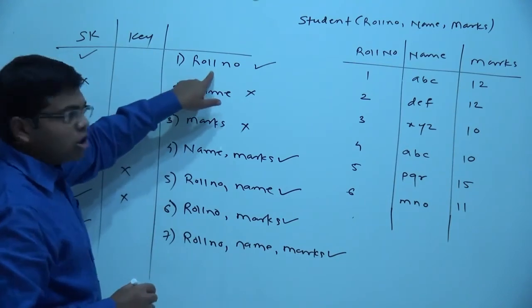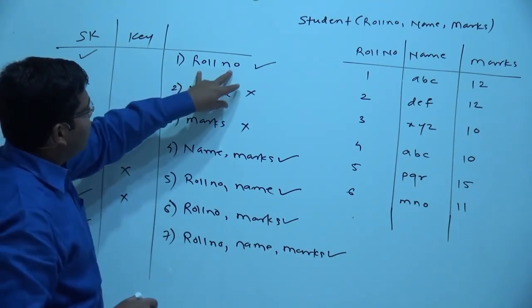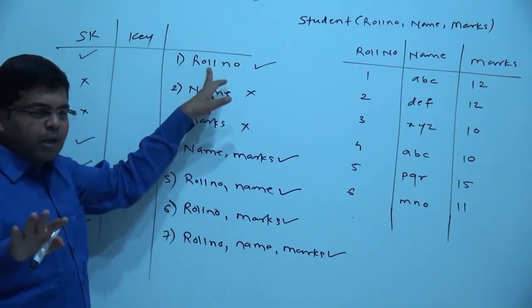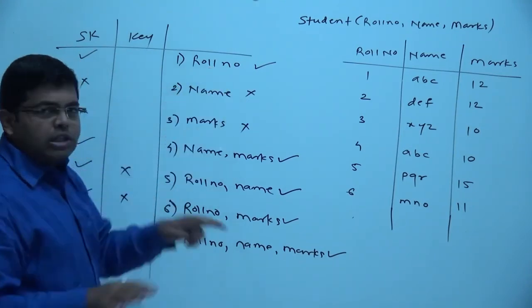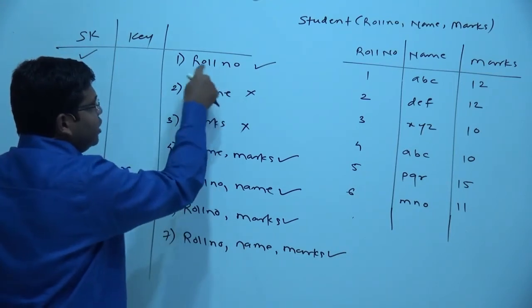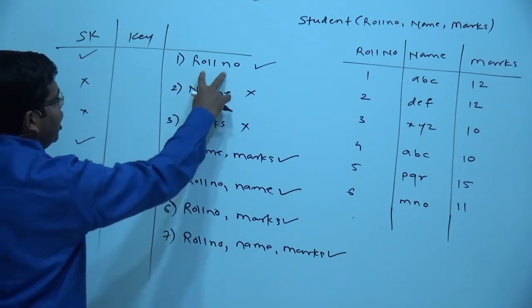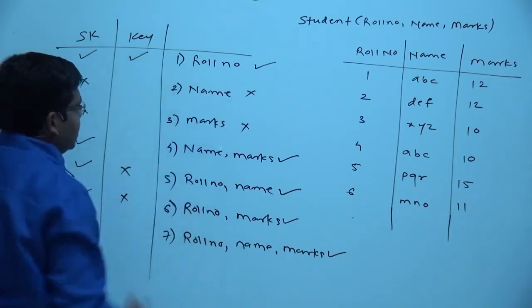However, let us consider the first combination, roll number. This combination of attributes has only one attribute, which is the roll number itself, and no attribute is redundant. The only attribute present there is roll number, and it is needed to act like a key, and therefore roll number will be called a key.